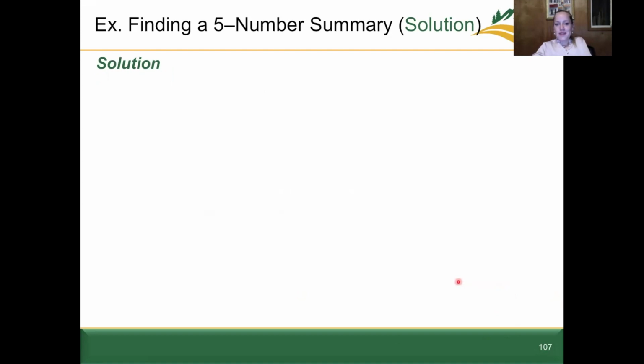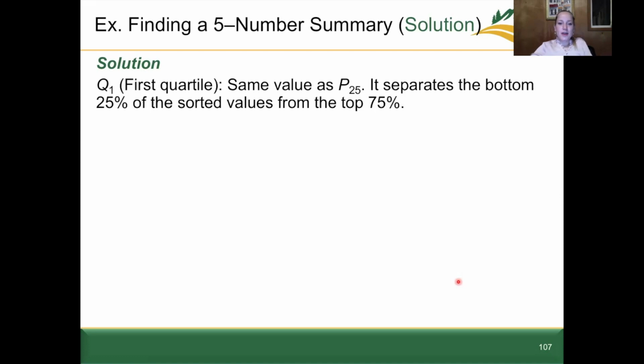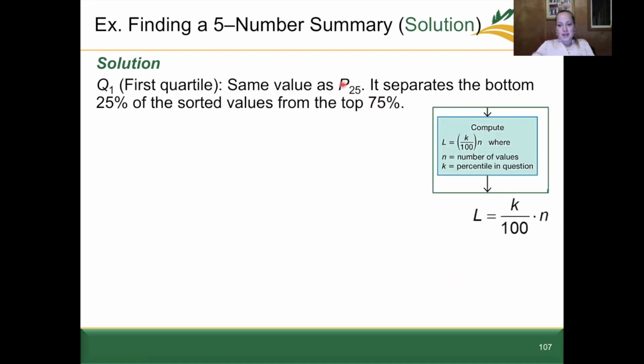Now, we also need to practice calculating quartiles. So let's do this. Q1 is also required as part of the 5-number summary. When we're calculating Q1, it's our first quartile. Remember, this is the same as thinking about this being the 25th percentile, or P25, where the first quartile separates the bottom 25% of the sorted values from the top 75%. Now, we've done this before, right? We use this equation. Now let's figure out what numbers we would plug in here.